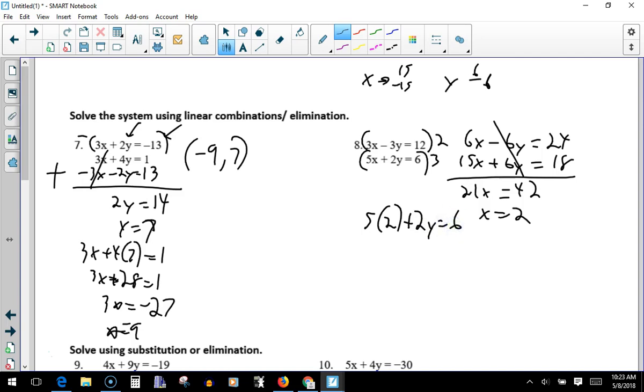5 times 2 is 10. So I'm going to subtract and get negative 4. So y is negative 2. So my point is 2 comma negative 2.